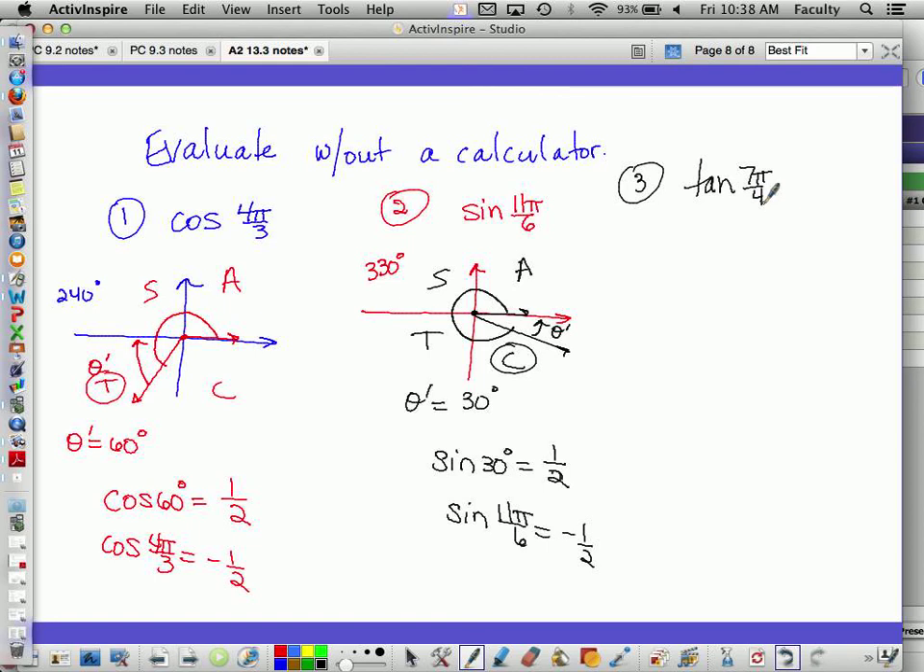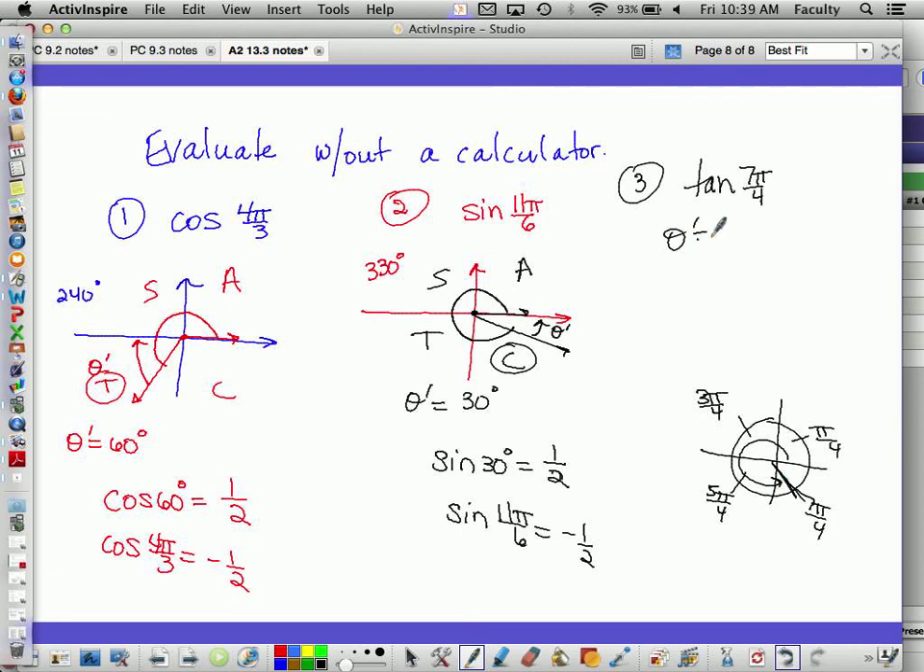Okay, what if I ask you for tangent 7 pi over 4? All right, well, pi over 4 is how many degrees? 45. I do not want to take 7 times 45, okay? What I need you to remember is when we did the unit circle, I said there's a pattern with the 45 degrees when you're doing radians. It went pi over 4, 3 pi over 4, 5 pi over 4, 7 pi over 4. So when I'm graphing this, I'm actually in the fourth quadrant, and it's the halfway mark.